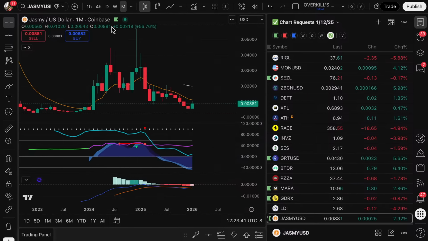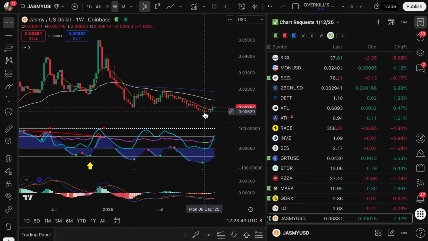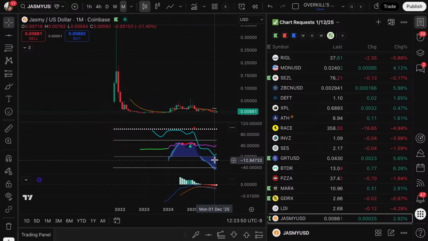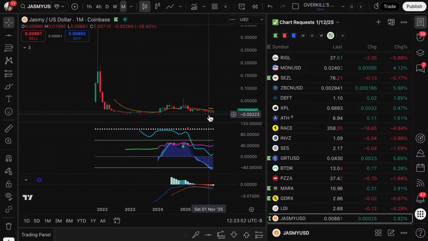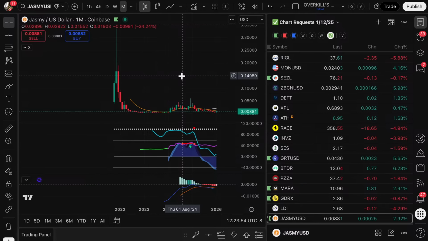Jasmine, let's hit it. Jasmine looks phenomenal, dude. Jasmine's breaking out. We got the signal right here back at 0.0065. You're already up 20%, and that thing's got a lot of room. Look at this monthly chart, how deep that is.